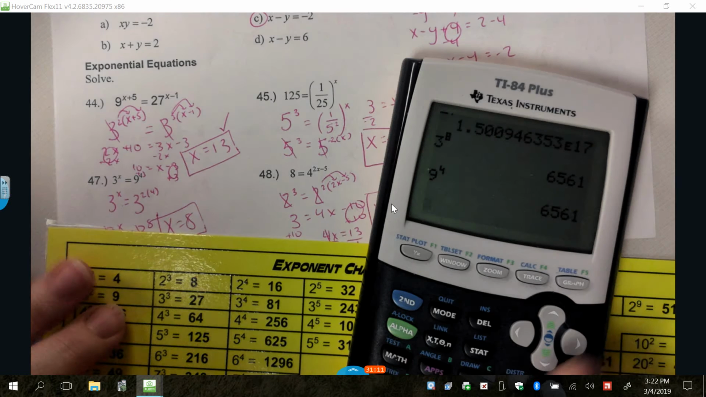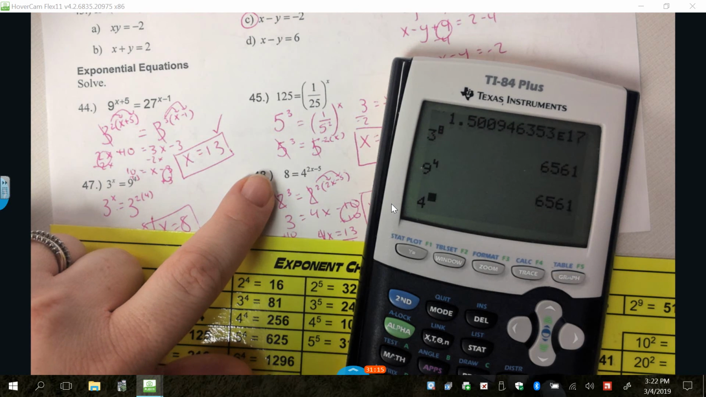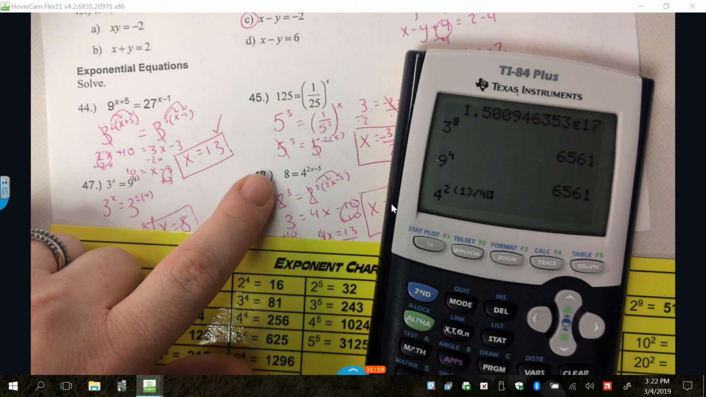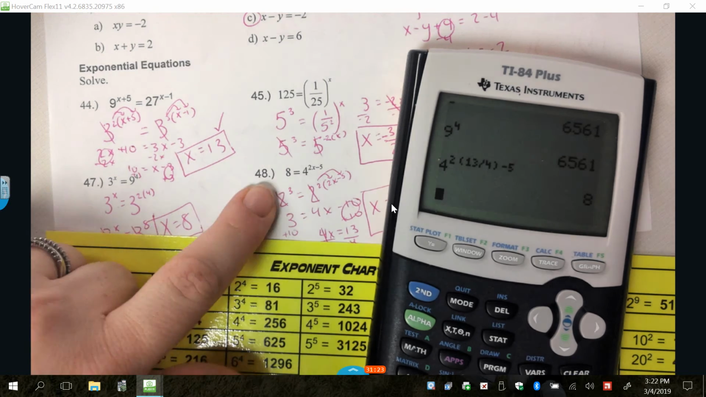Again, we can check this. So this is 8. So we're going to do 4 to the 2 times 13 over 4 minus 5, and that equals 8. Therefore, we are correct.